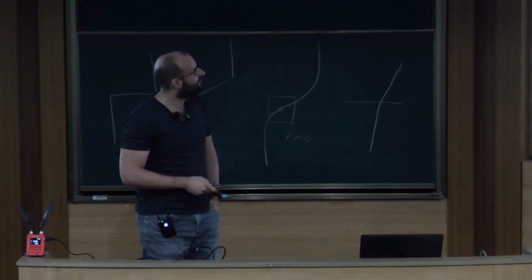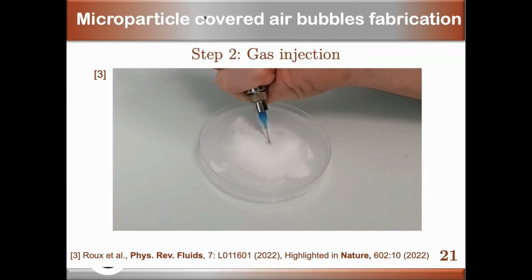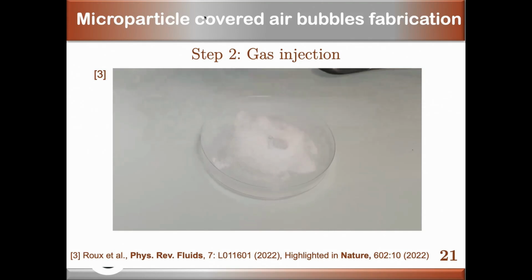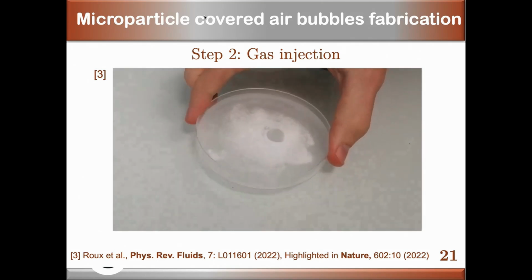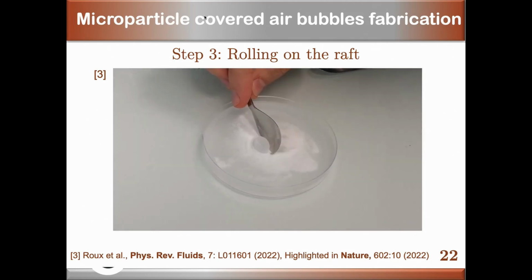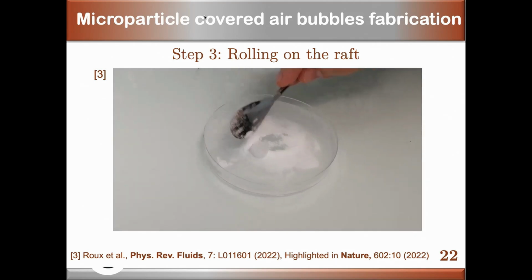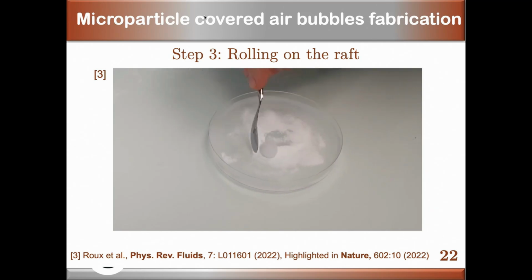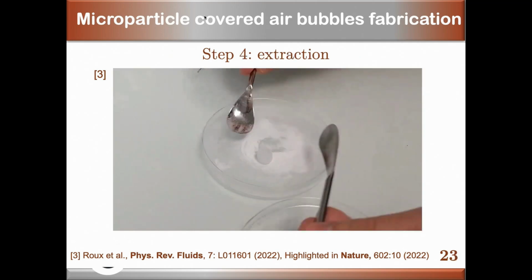Then what you will do is just inject some gas below your particle raft. So you obtain here your bubble. And then you just have to push the bubble a little bit so that it's completely covered. So it cannot be simpler. If you want to do it at home, it's very easy. You just need some cinnamon and you will be able to do that. So then you just have to take it.